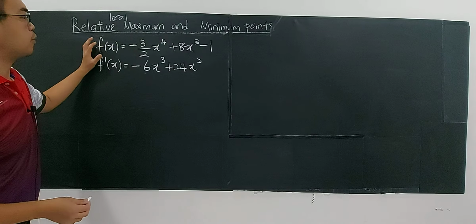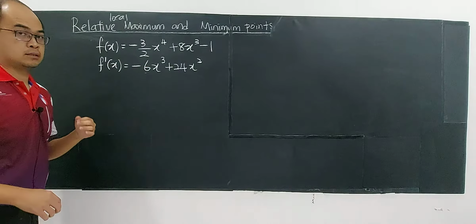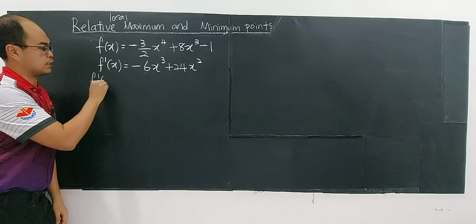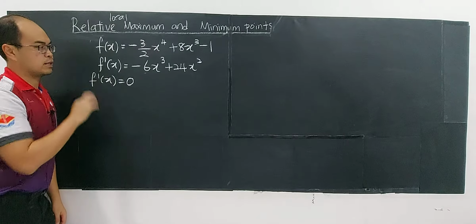Alright? The critical point for a polynomial function is always the stationary point. It means that you're just taking this equal to 0. You don't need to consider where f prime x is undefined. Okay, it will never happen.